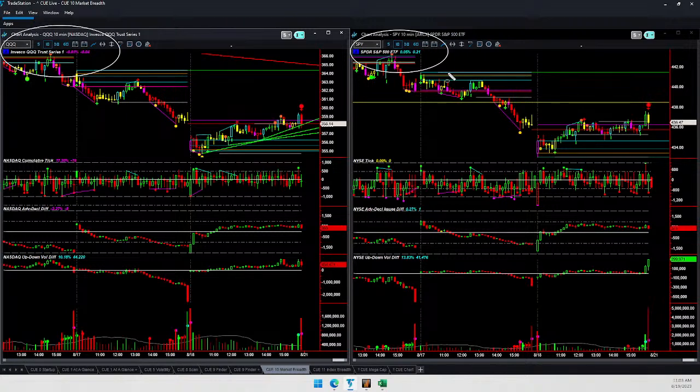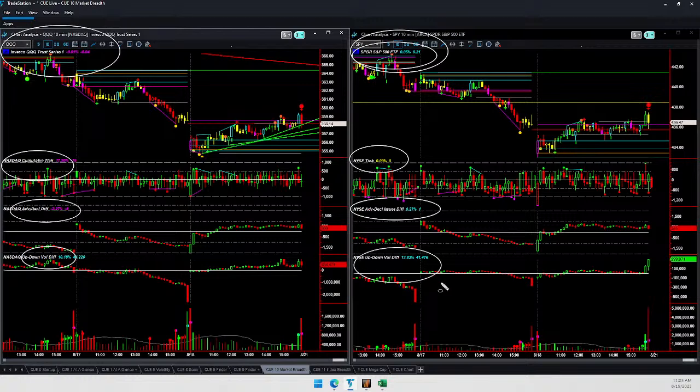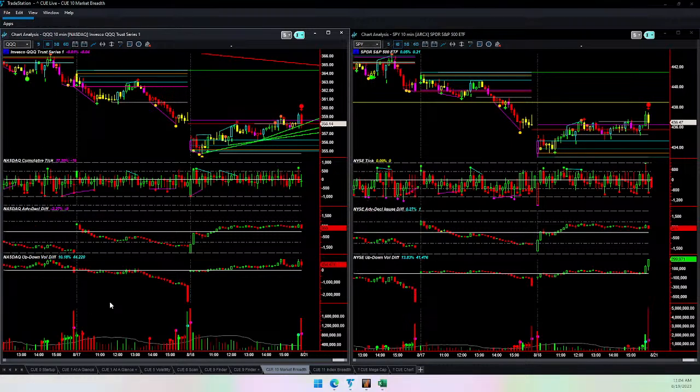So on the left hand side, the Nasdaq breadth insights in terms of tick, advanced decline, up down volume, and on the right, the NYSE breadth insight. That used to show me which one is stronger, Nasdaq or NYSE internally, not just in terms of the ETF or futures, but internally, which one was really stronger.